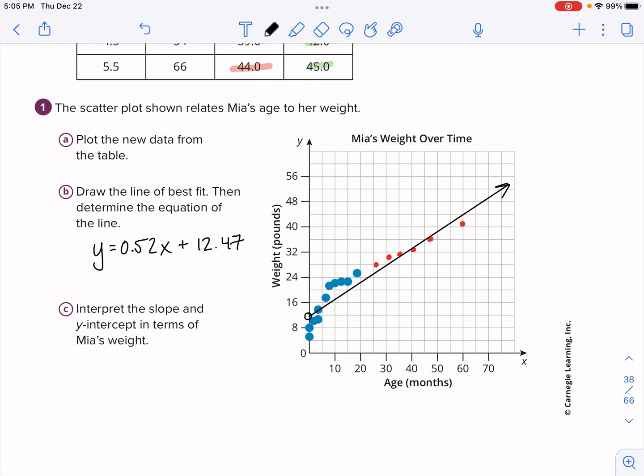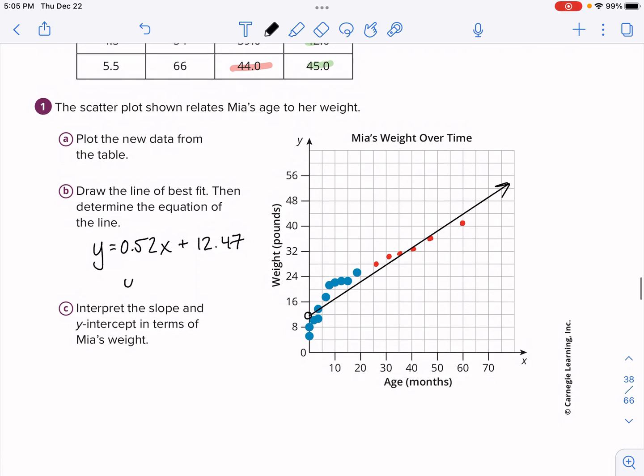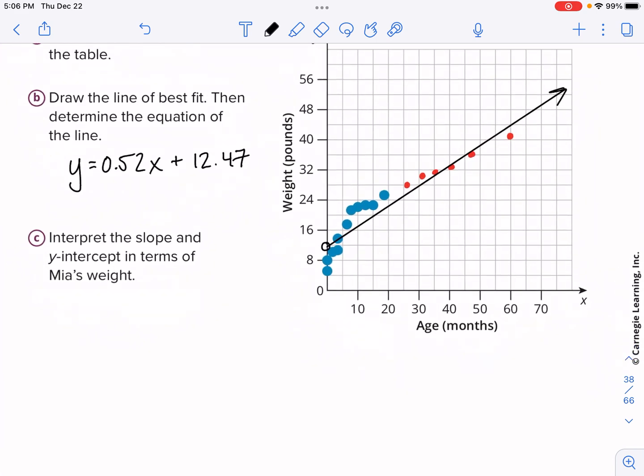Now, let's say you determine the equation of this line, and you get something like this. You don't have to write this part, but 0.5x plus 12.5. That works as well. We talked about how it's impossible to draw an exact line of best fit just by eyeing it. But as long as you get something close, it's acceptable. But we're going to use this. So in this case, we have to interpret. It says interpret the slope and the y-intercept.